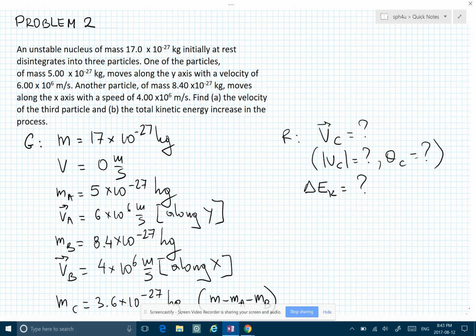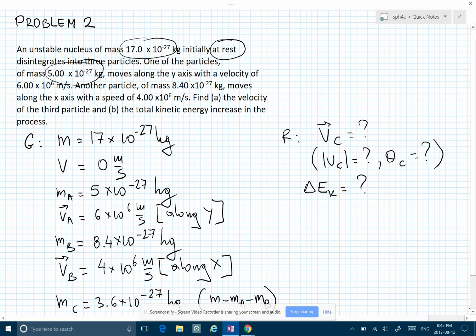Here is problem number 2, which deals with an inelastic collision, to be more specific, with an explosion. We have an unstable nucleus with a given mass, which is initially at rest. So the initial momentum of the whole system is 0, and thus it should remain 0 even after. And it disintegrates into 3 particles.